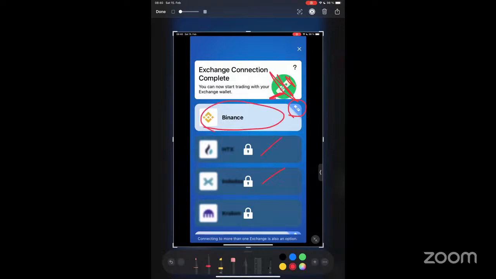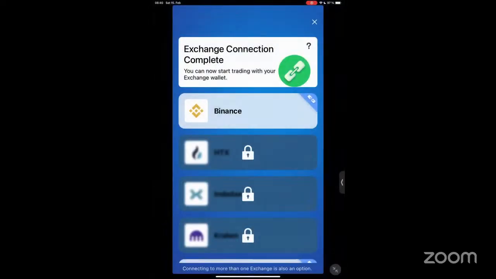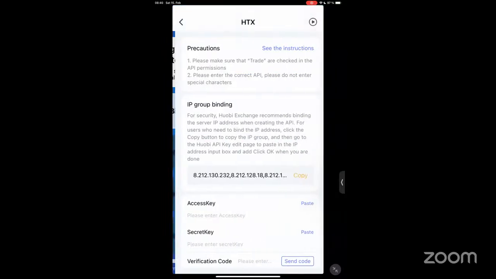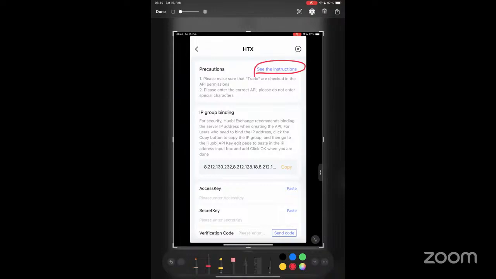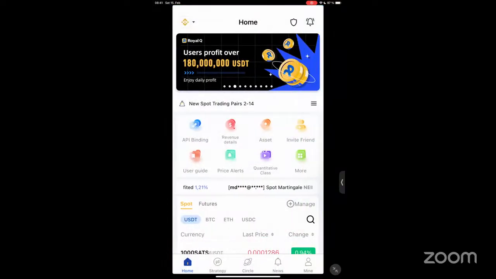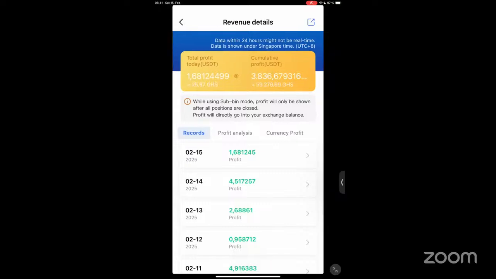Okay, but this one, the padlock is still attached, it means not yet connected. Okay, so once you tap on it, you'll be able to see the instructions to follow. When you play this button here, it actually gives you the video of how to go about it. Okay, so even if your upline is not there, you are not stuck. You can do this business alone. Okay, let's go to revenue details.